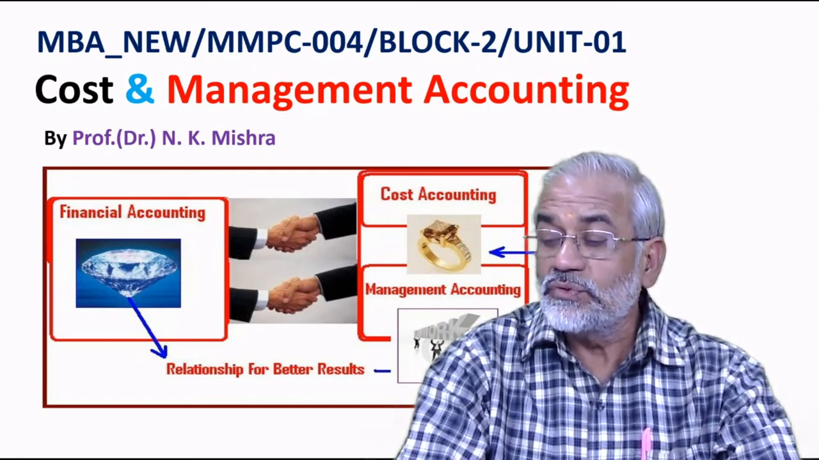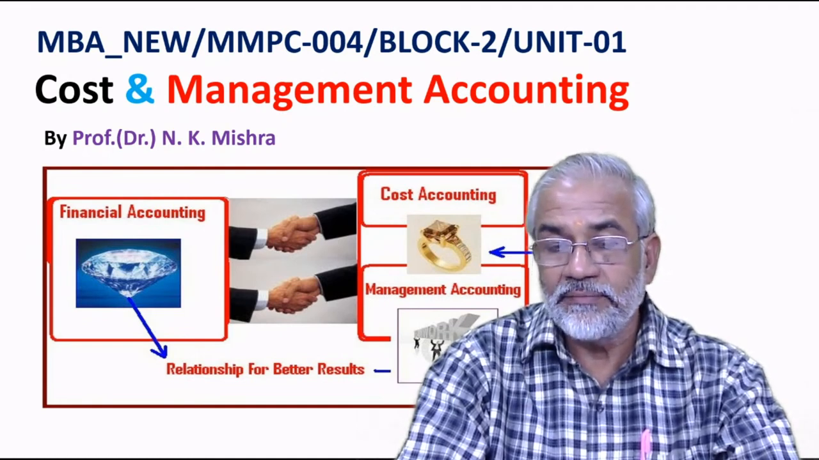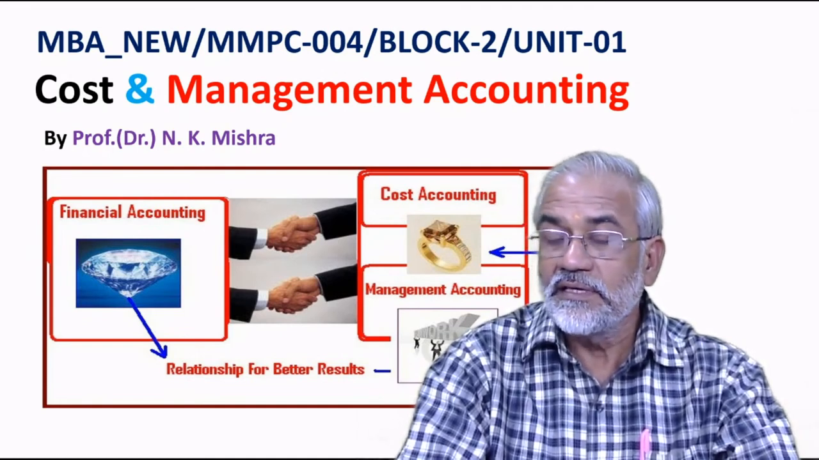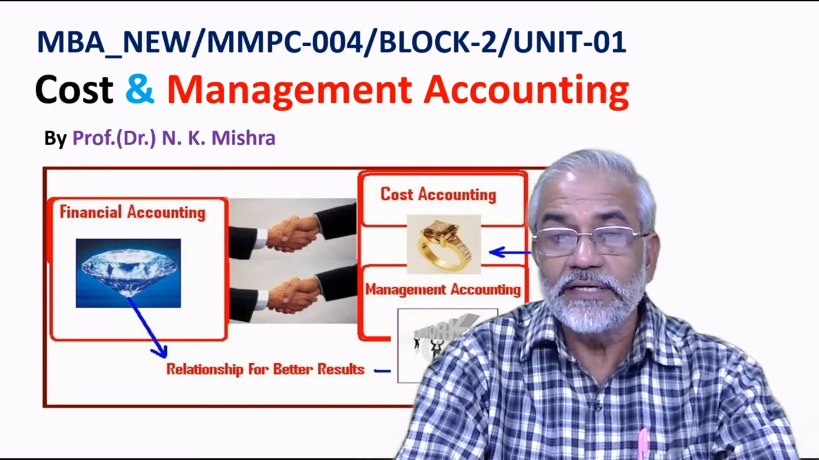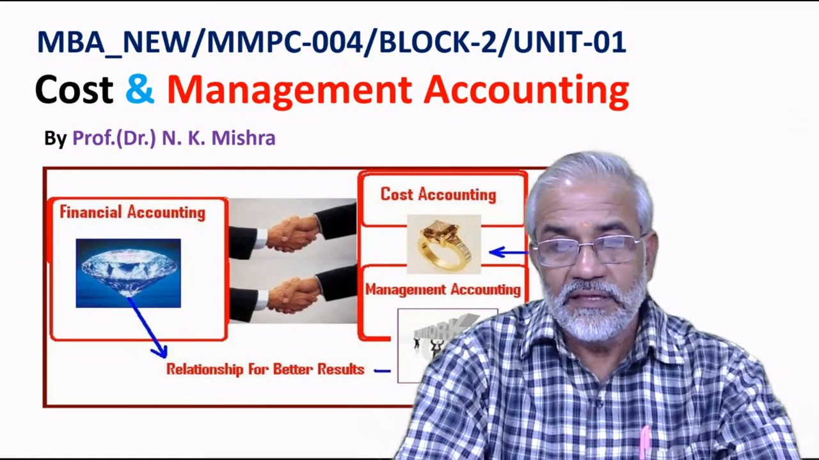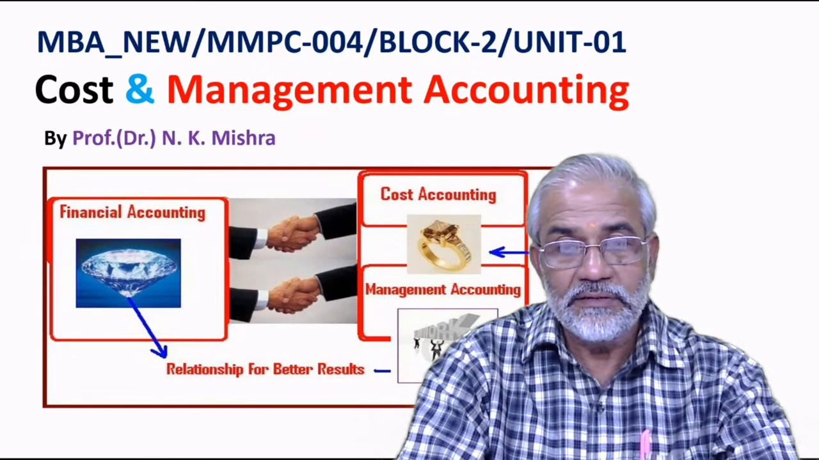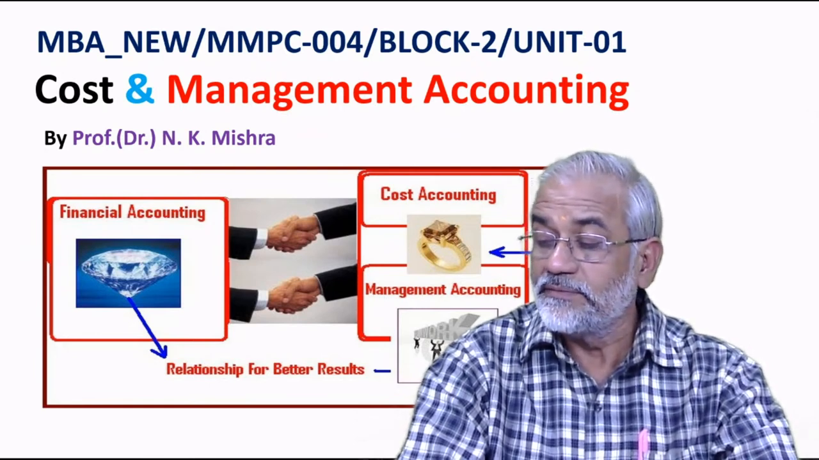Absorption cost includes direct manufacturing costs such as direct material, direct labor, and direct expenses, along with the fixed overheads. And overheads may be of three types. It may be factory overhead, administrative overhead, and selling and distribution overhead.